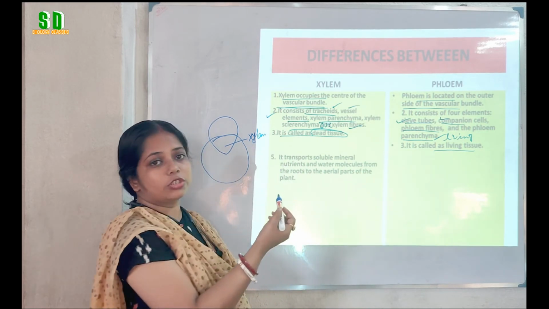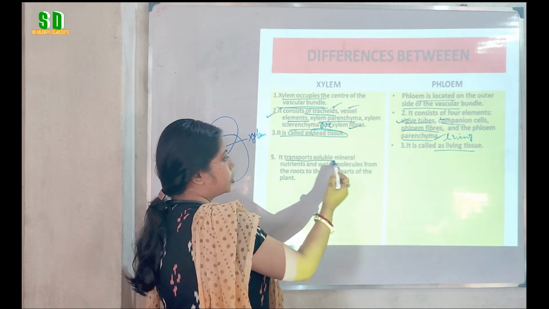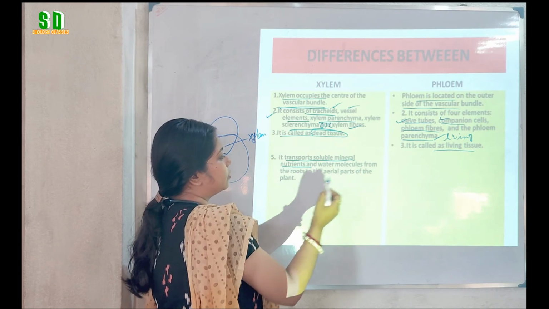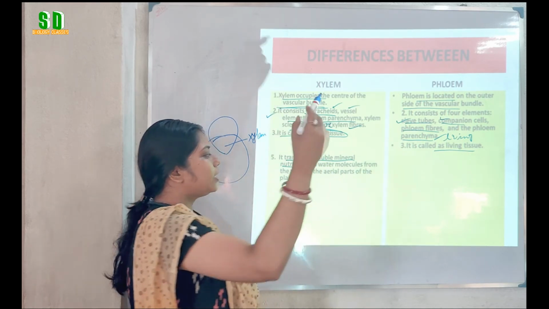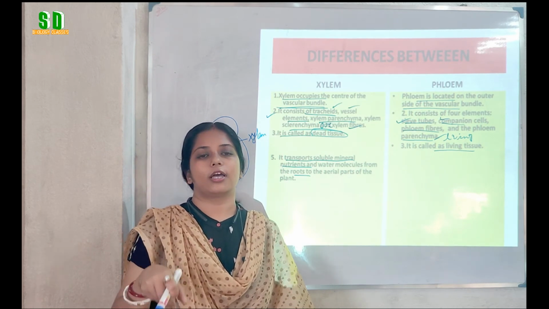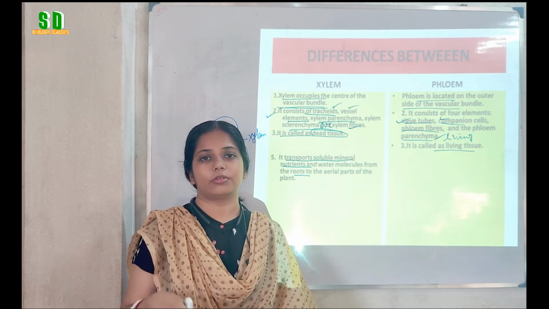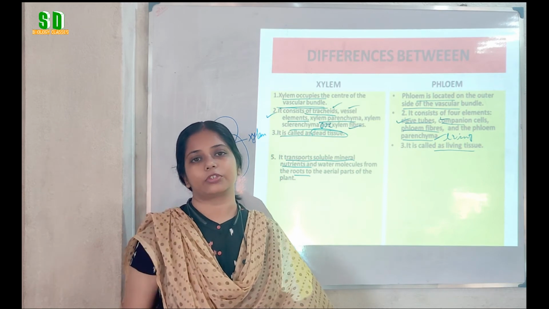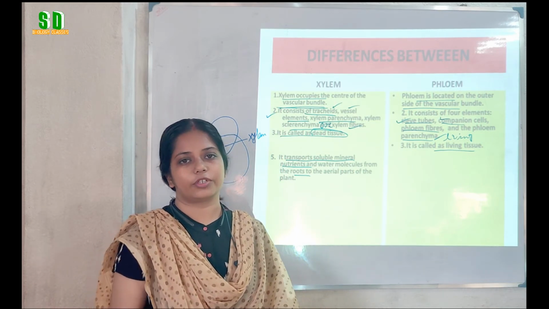Now what is the function of the xylem tissue? It transports soluble mineral nutrients and water molecules from the roots to the aerial parts of the plant. So simply, from the roots, the root hairs absorb the water and minerals, and through the xylem tissue it is transported up to the leaves where the food is prepared.